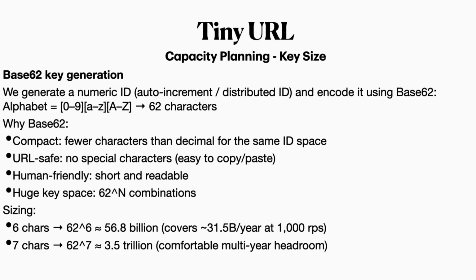Next, we need a way to generate short unique keys. We generate a numeric ID either via auto increment or a distributed generator and encode it using base 62. Base 62 uses digits, lowercase letters and uppercase letters, giving us 62 possible characters. With just 6 characters, we could get nearly 57 billion combinations, and with 7 characters, we get over 3.5 trillion, which gives us comfortable long-term headroom. Base 62 is compact, URL safe, and human friendly, making it a great fit here.